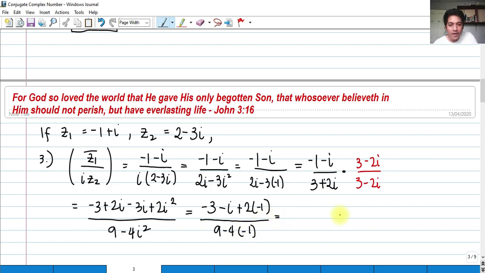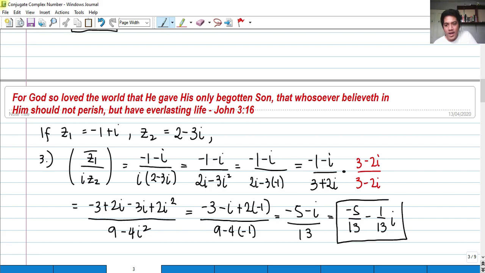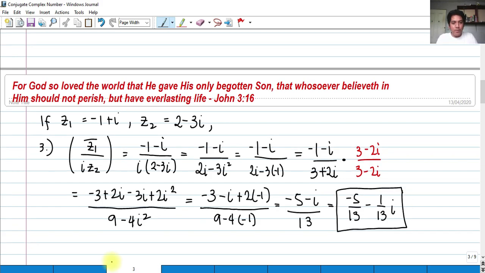Okay? So we have now negative 2 minus 3, that's negative 5 minus i. Okay? And then we have 9 plus 4, because this becomes plus because of the negative 1, that's 13. So our answer would be negative 5 over 13 minus 1 over 13 i. So this should be our answer for this problem number 3.